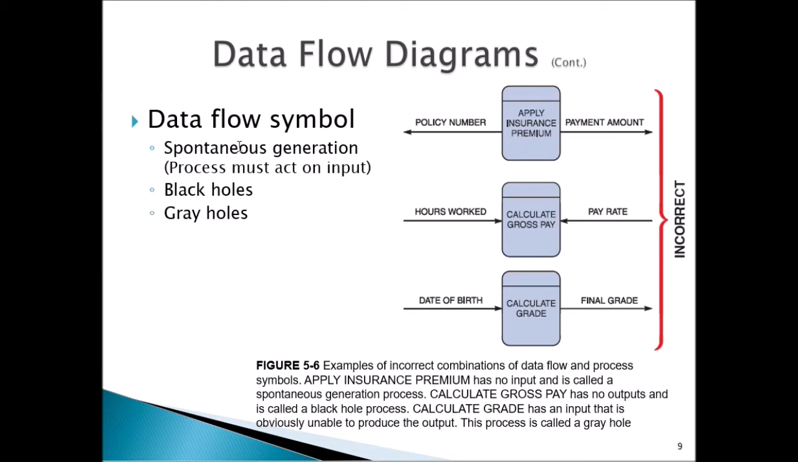Data flow symbols: spontaneous generation, a process must act on input. There are black holes and gray holes. If you look at something like this, you see the problem here. There's no input, there are just 2 outputs here. In this one, there's just an output. And let's see what's wrong with calculate gross pay. It has no outputs. It's called a black hole. So that's a black hole right there. And calculate grade has an input that is obviously unable to produce output. This is called a gray hole.